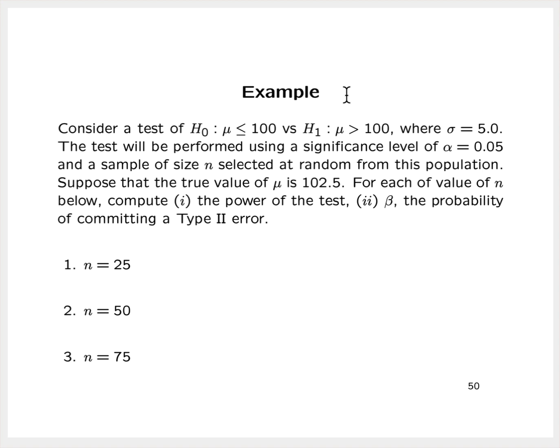Now, what's varying here is the sample size. So suppose that the true value of mu is actually 102.5. Then for each value of n below, so 25, 50, and 75, compute the power of the test, and number 2, beta, the probability of committing a type 2 error.